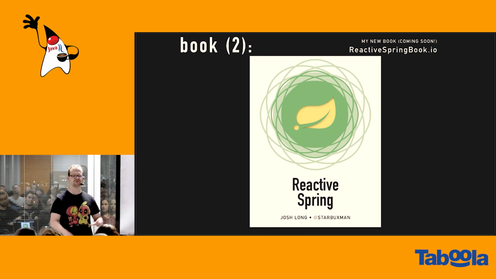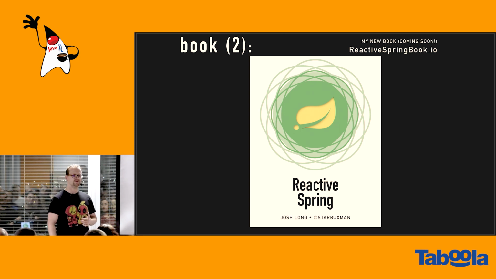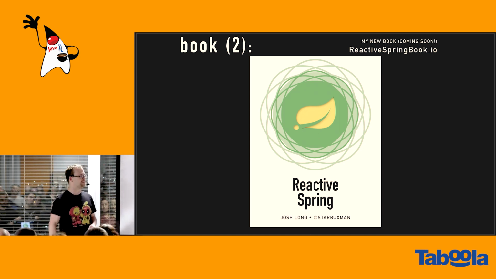Same thing for Spring. Imagine Spring wasn't friendly to these types. So since we know that the choice at the top levels influences what we can do at the bottom, it's important that whatever types we settle upon, whatever technologies we settle upon, support these reactive stream types.